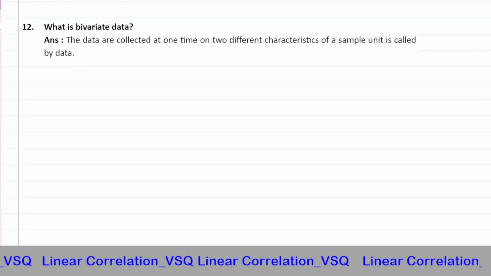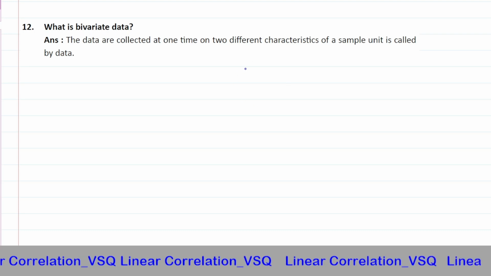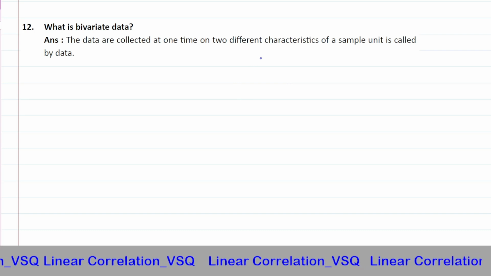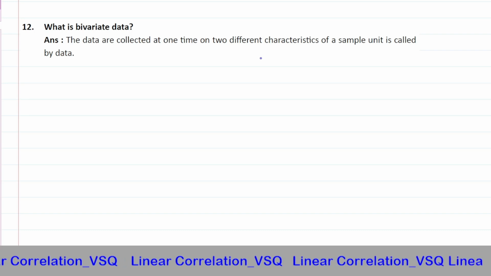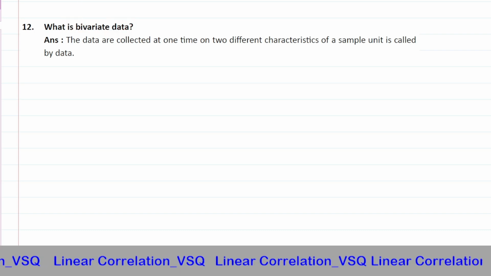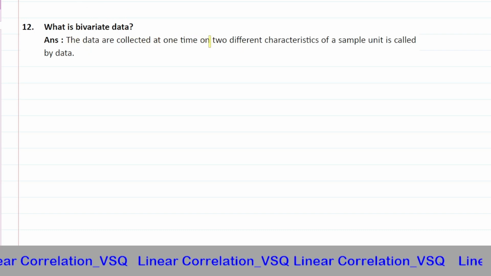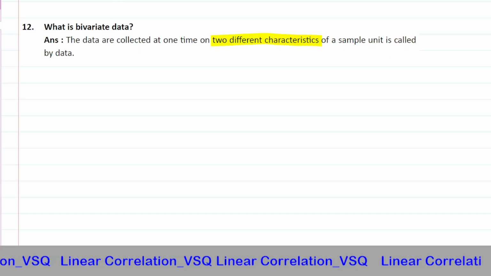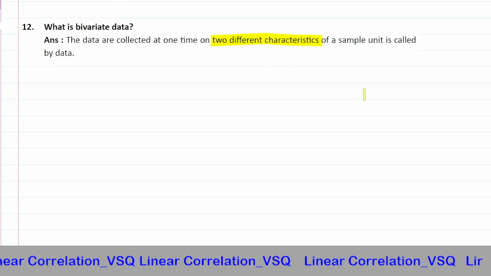Question number 12. What is bivariate data? If one variable is given, it is called univariate data, and if two variables are given, it is called bivariate data, and if more than two variables are given, it is called multivariate data. Here, the question is asking about bivariate data. What is bivariate data? The data collected at one time on two different characteristics of a sample unit is called bivariate data. See, here is a spelling mistake. It is bivariate data.